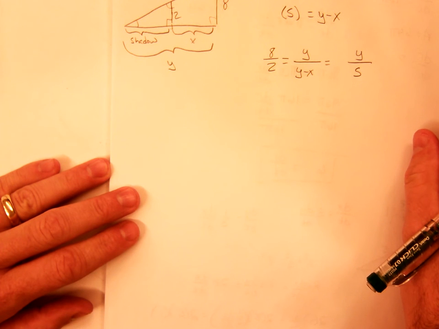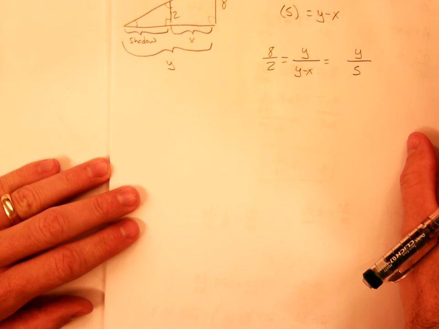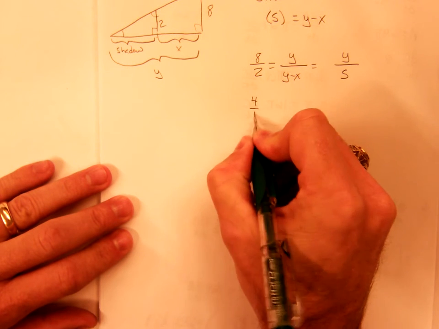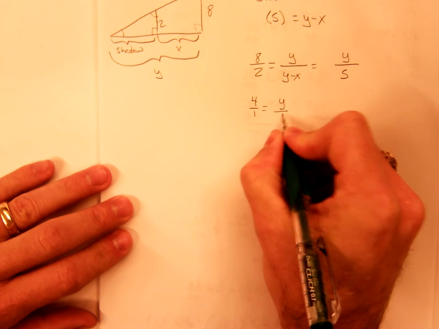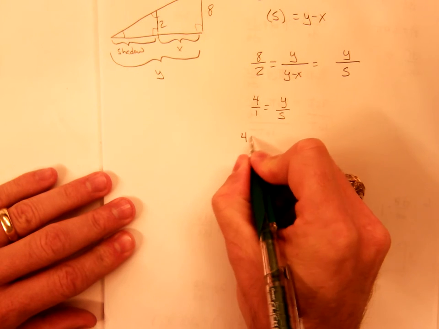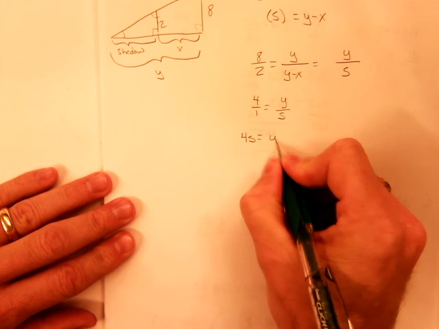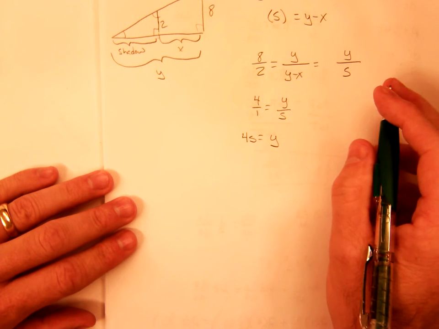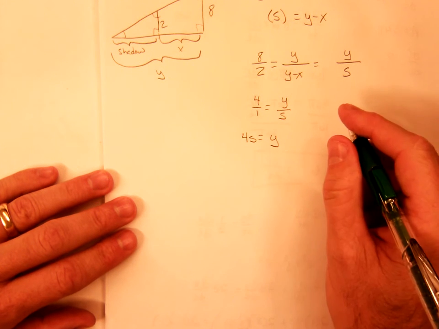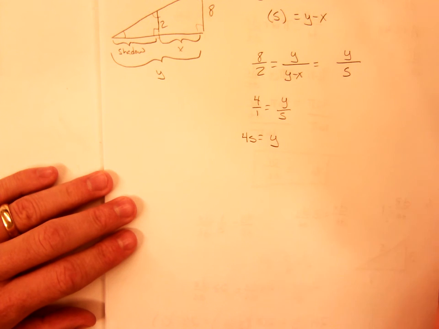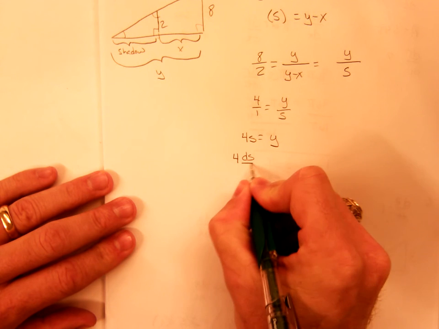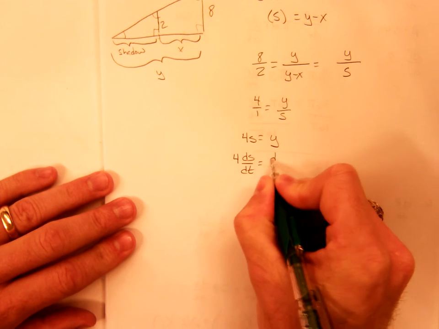Okay. Now I'm going to take the derivative. Well, let's do this first. This is 4 over 1 is equal to Y over S. So let's cross multiply. I get 4S is equal to Y. Why did I do that? Anybody know? Yeah, I didn't want to do the quotient rule on that. So I eliminated the quotient rule. So this is 4 dS/dt when I take the derivative. This is dY/dt.